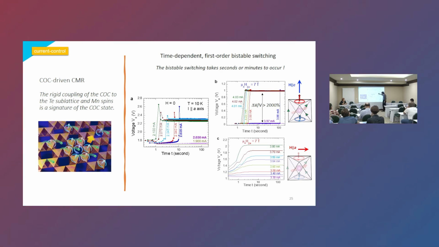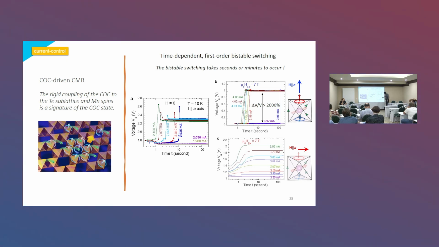Okay, there's no such switching anymore. We still see a little bit of increase, indicating there is still some remnant jumping here, but overall the system behaves more or less normally. This is one magnetic field parallel to the E-axis. Our argument is that when you apply a magnetic field along the C-axis, it strongly couples to the C-axis orbital moment, therefore enhancing the loop current state and everything else.